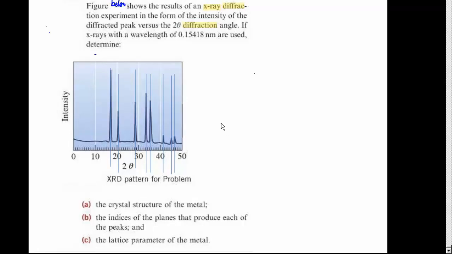Let's look at another example. The figure below shows the results of an X-ray diffraction experiment in the form of the intensity of the diffracted peak versus the 2 theta diffraction angle. If X-rays with a wavelength of 0.15418 nanometers are used, determine A, the crystal structure of the metal, B, the indices of the planes that produce each of the peaks, and C, the lattice parameter of the metal.